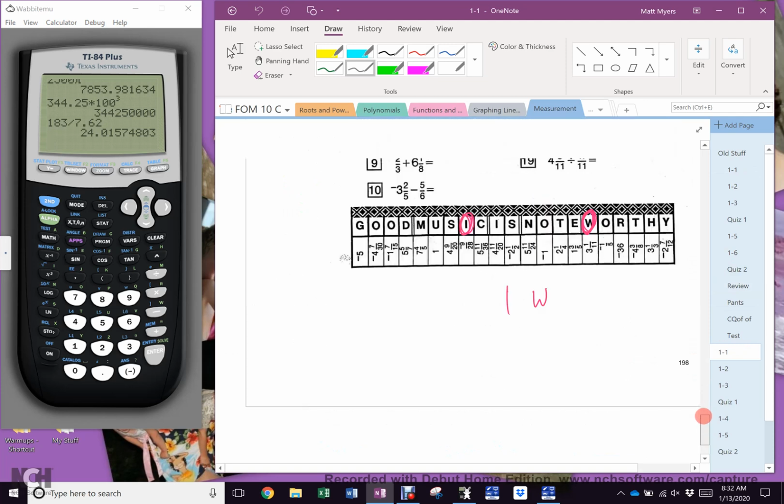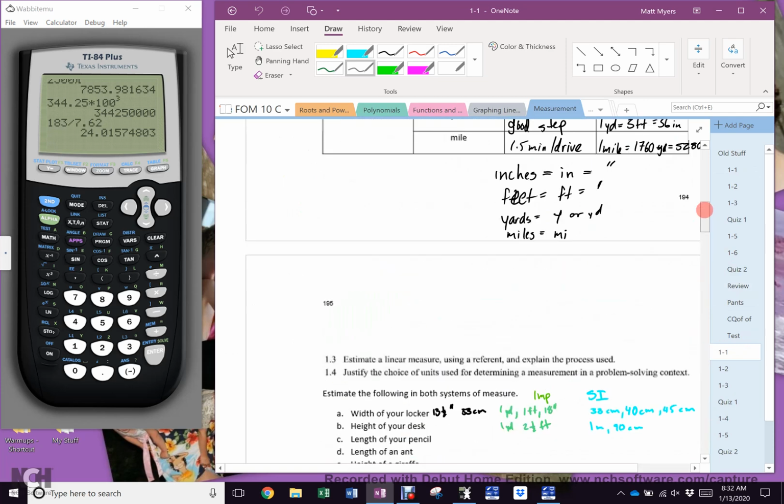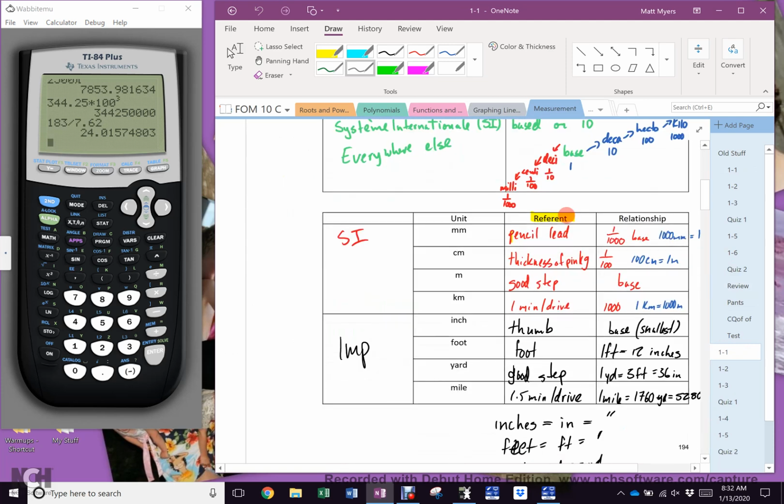Remember this whole page where we talked about reference, because nobody brought out a tape measure. I gave you an hour to do this. Not one person brought out a tape measure. So what should you have done? You said a meter was about a step. I didn't see anybody walking the length of the class.